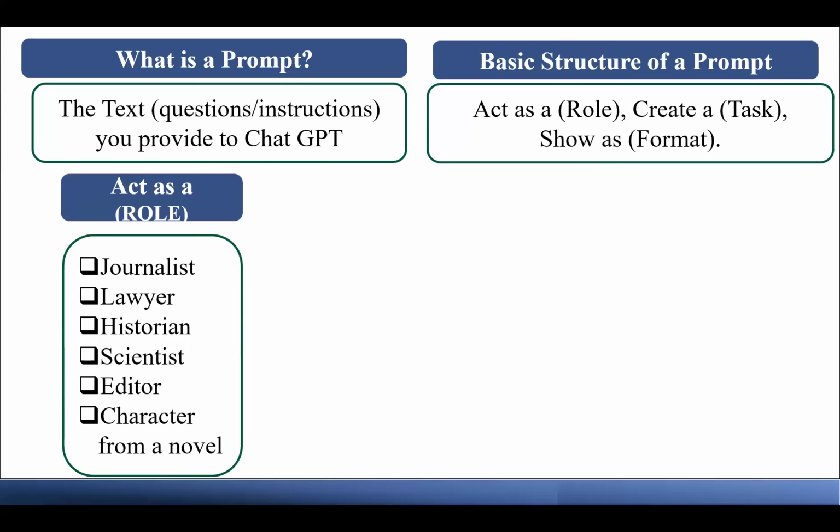Whatever role you assign, it's going to take that role. So if you tell ChatGPT, you're going to be a journalist, it's going to create outputs using the jargon of a journalist, or really the tone and the way a journalist writes. It could be a lawyer, a historian, an editor. You can even pick a comedian. It could be a character from a novel like Hansel and Gretel, or you can use Romeo or Juliet. You can have ChatGPT act in any role you want.